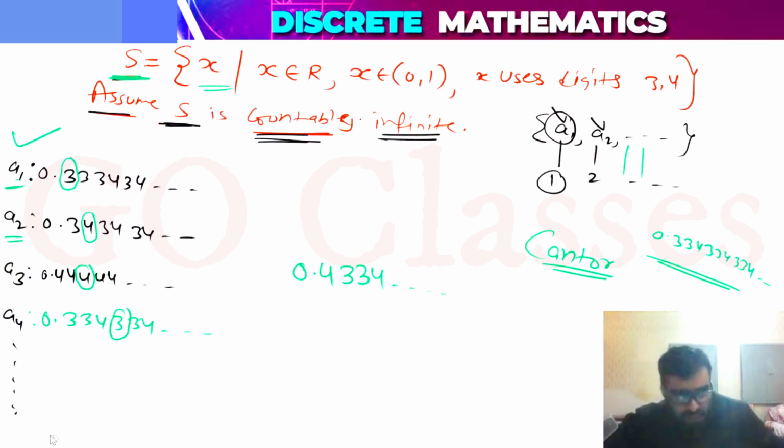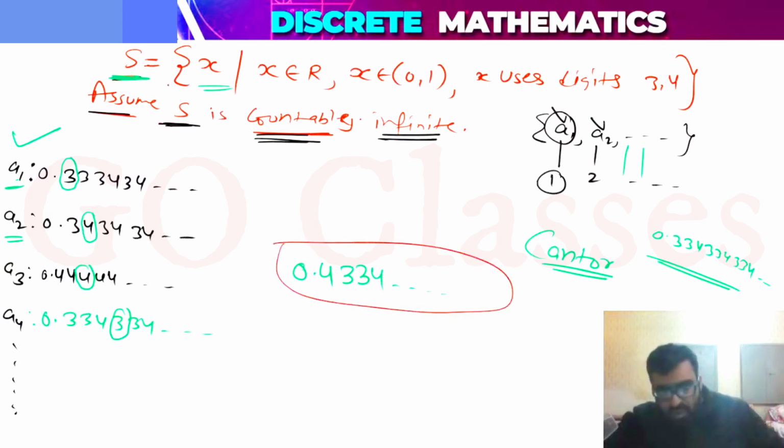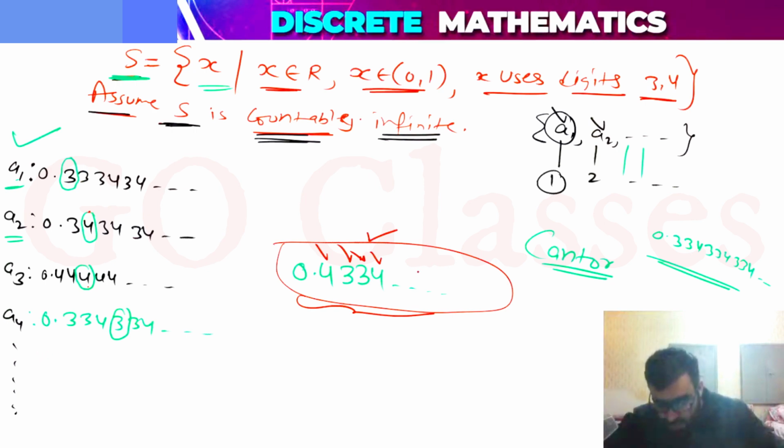You can see a few properties of this number. First of all, this number is also in this set, because it is also a real number from 0 to 1, and it uses only the digits 3 and 4. Also, this number is not equal to A1, because it differs from A1 in the first place. It differs from A2 in the second place, from A3 in the third place, from A4 in the fourth place, and so on. It will differ from A5 in the fifth place.